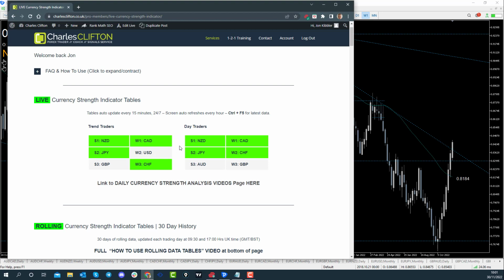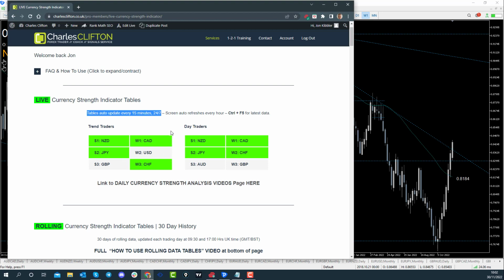You can see here some of the currencies are highlighted in green. Those are showing confluences between the two trading time frames, and that's where we'll be focusing most of our attention in these videos. The tables auto update every 15 minutes 24/7, so wherever you are and you have access to the live currency strength indicator tables, you can get the latest update when you log in to the website.